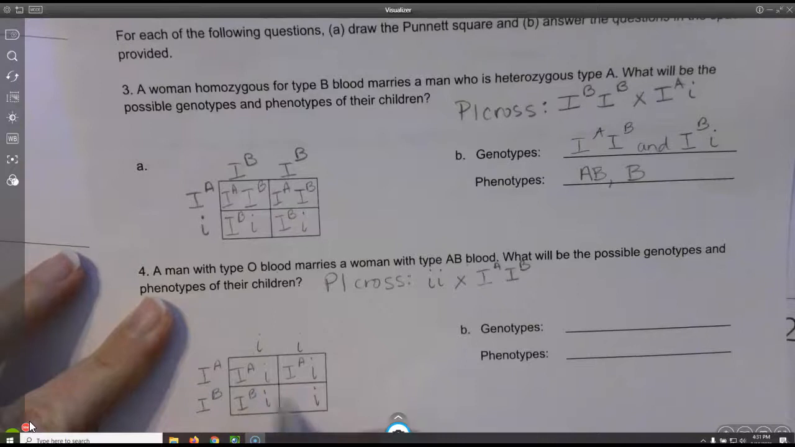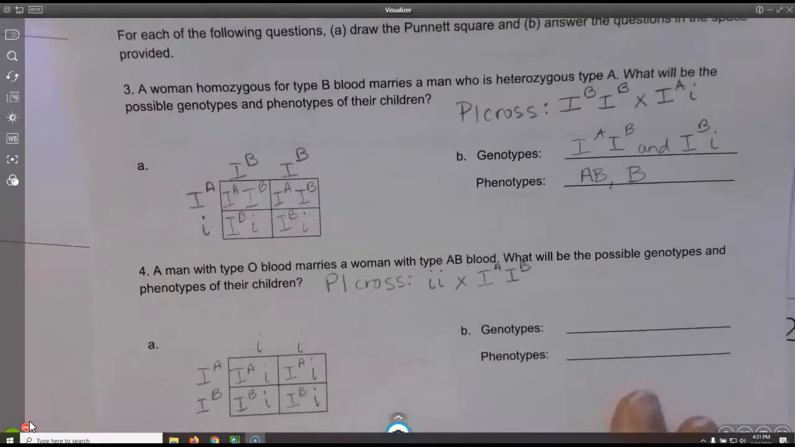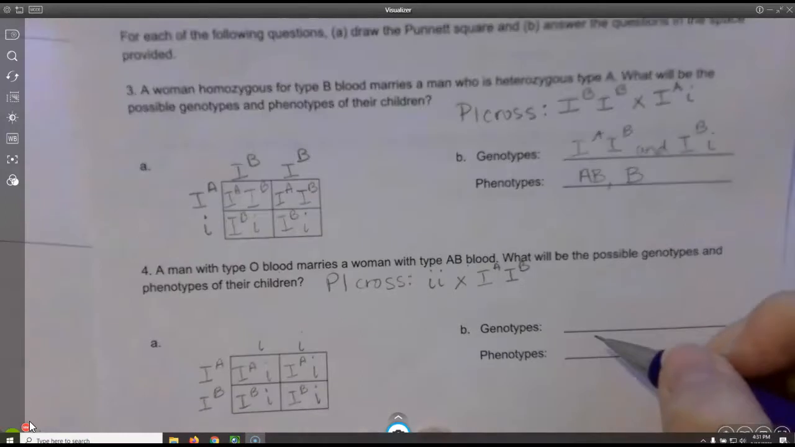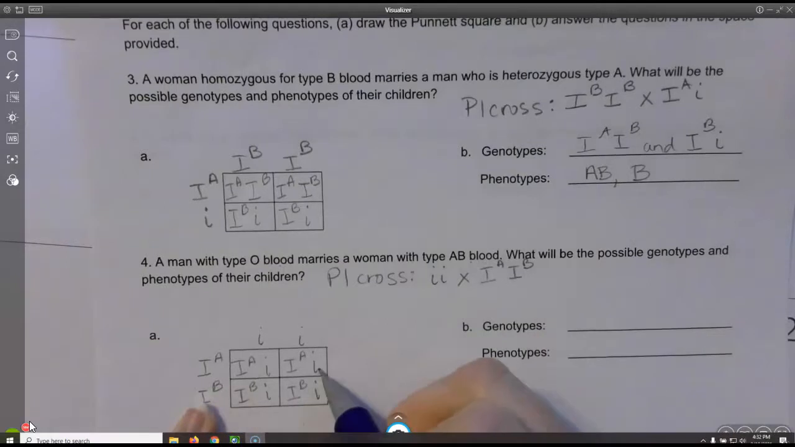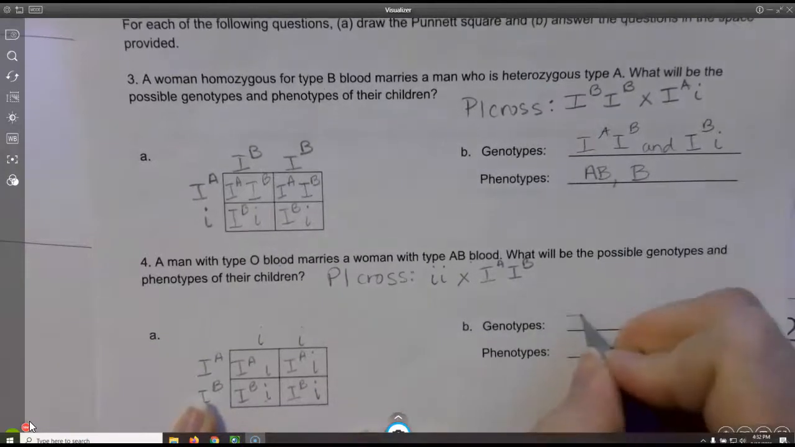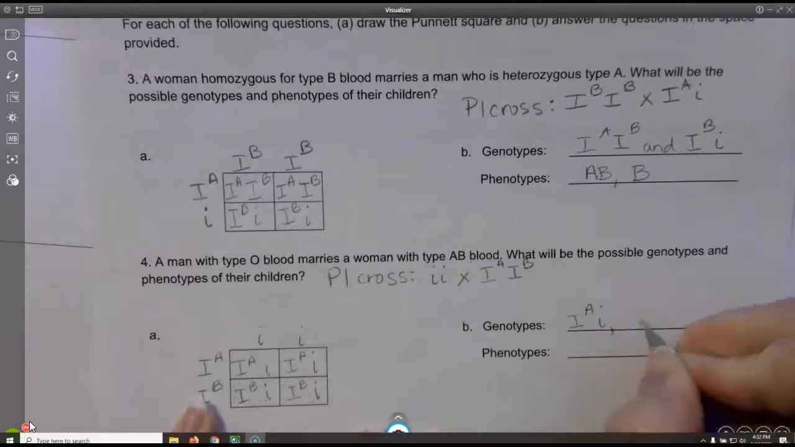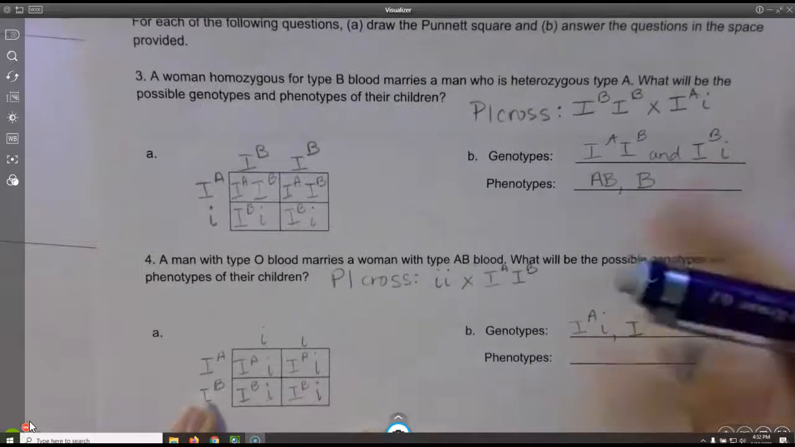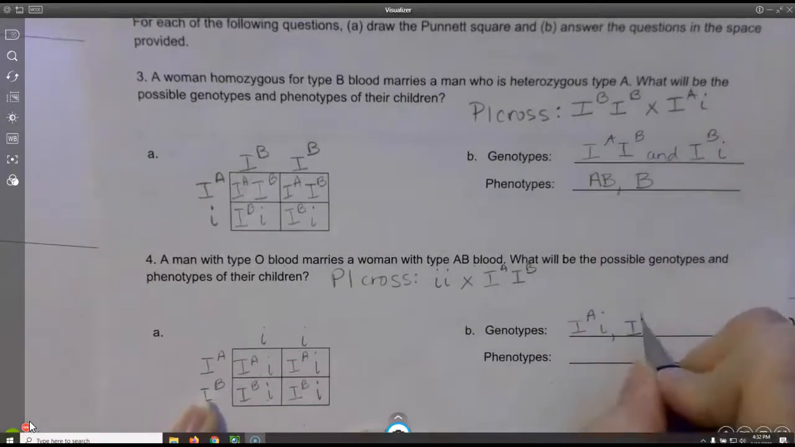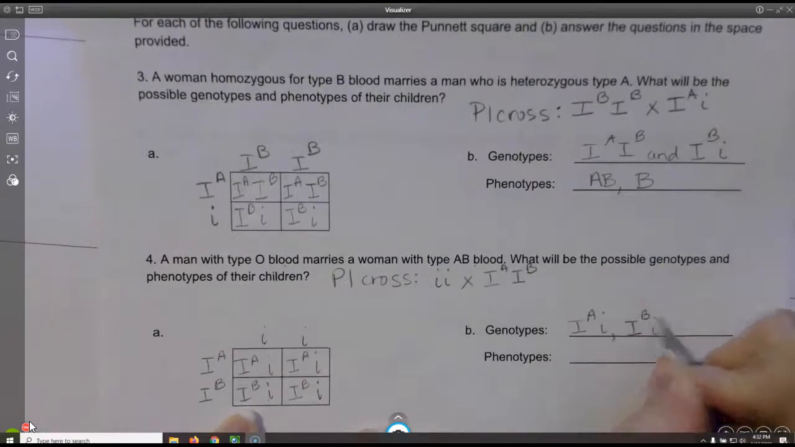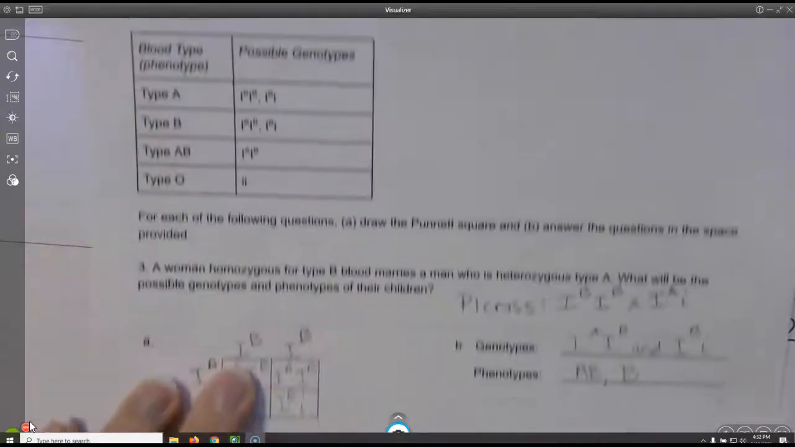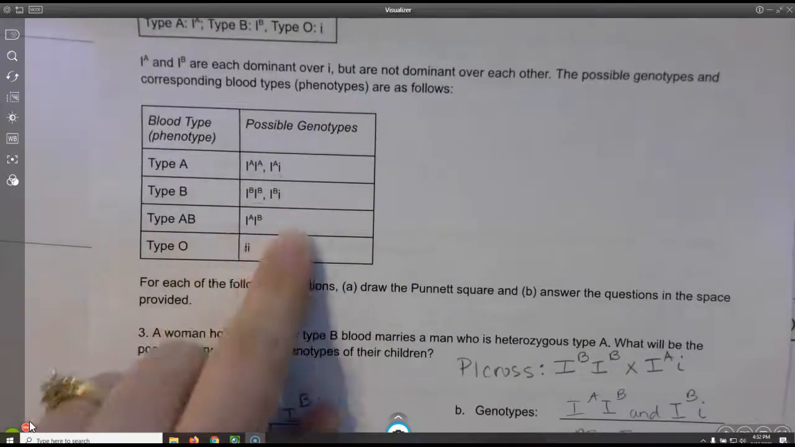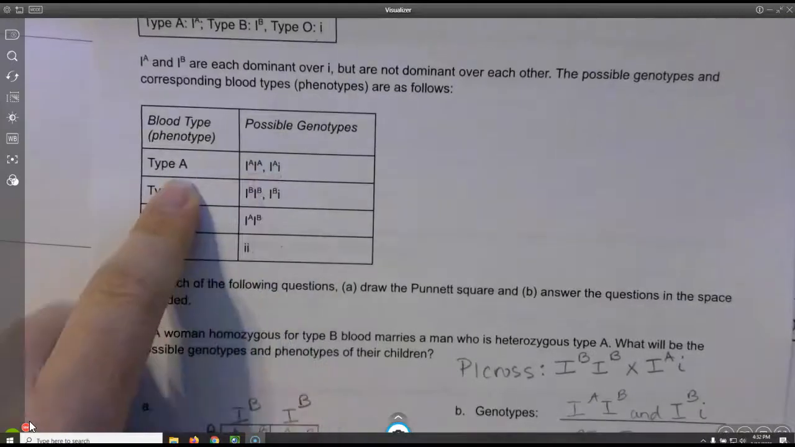Okay. So our possible genotypes for our children of this cross are, well, we have this genotype, that's the same as this genotype, and that's the same as that one. So we have IA, little i, or IB, little i. So, what is the phenotype for IA, little i? Go back up here and look. Find your genotype, IA, little i. The phenotype is type A.